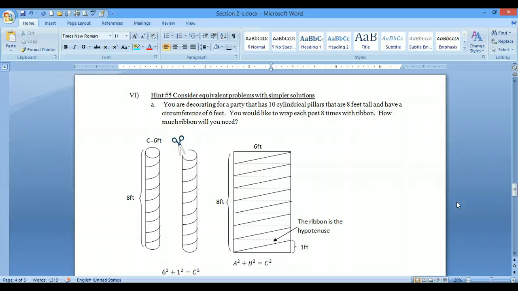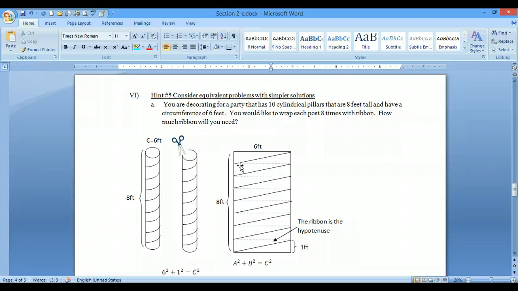So I can think of it as a circle and try and figure out the circumference. Or I can, in my mind, cut these pillars down one side, kind of like a toilet paper tube, and open it up flat, and I have a rectangle. And because I'm wrapping it up with my ribbon, it ends up creating a diagonal, which ends up being the hypotenuse of a perfect right angled or right triangle.